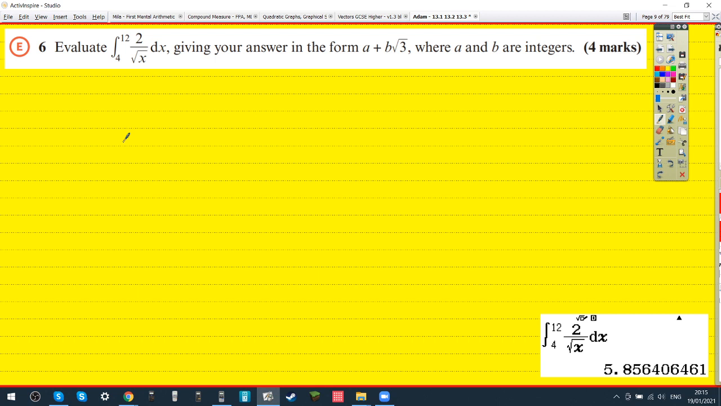So when I integrated it, from 2x to the power of minus a half, I added 1 to minus a half, which gives you a half. Then I divided by a half, which gave you 4x to the power of a half. Then I put into the calculator brackets 4 brackets 12, close brackets, to the power of a half, and then minus brackets 4, close brackets, to the power of a half. But I got 5.85 or 5.86.